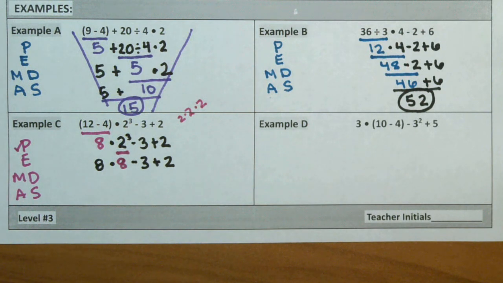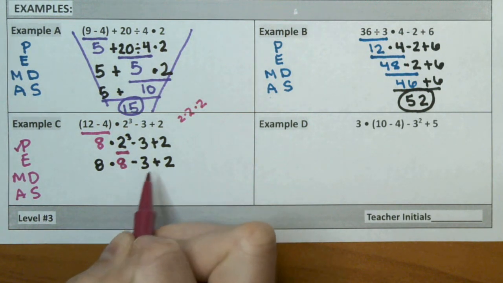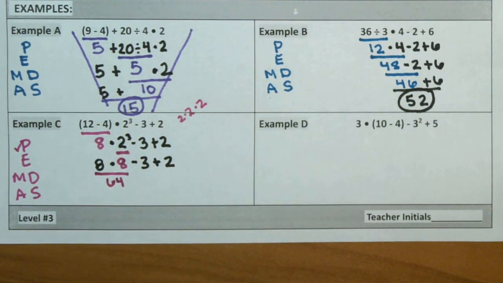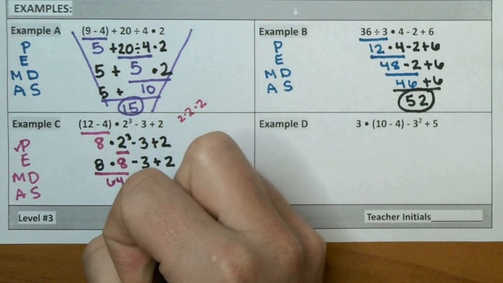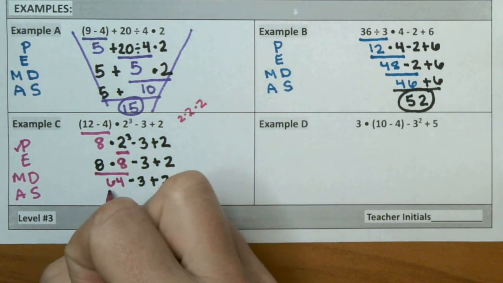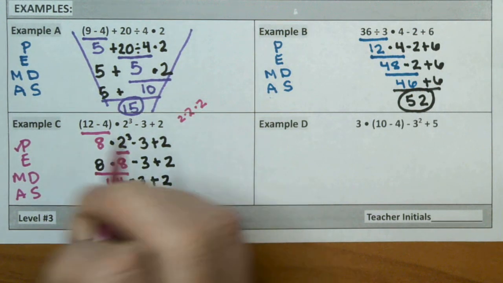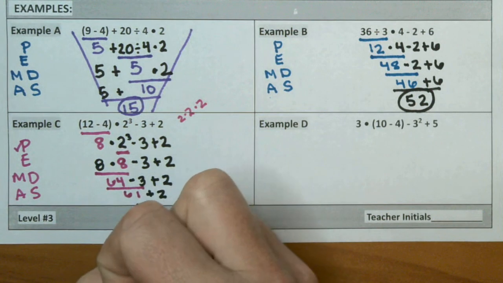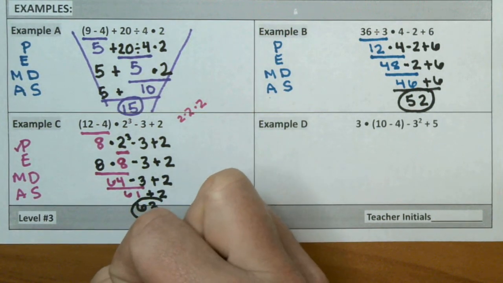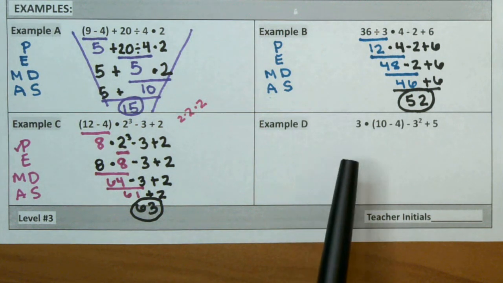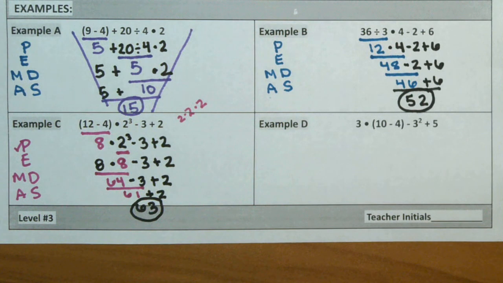Next step, multiplication is more powerful than subtraction and addition. 8 times 8 is 64. Make sure you're checking each row. And then 64 minus 3 is 61. We'll bring down our plus 2, and our answer is 63. Go ahead and pause the video and complete problem D if you haven't, then come back to the video to check your work.